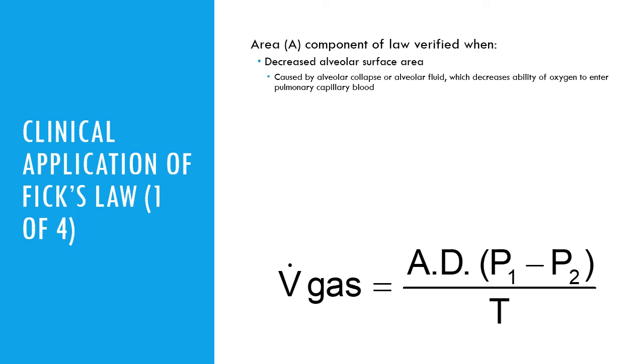Clinically, Fick's law applies to the following general statements. The area A component of the law is verified in that a decreased alveolar surface area, like that caused by alveolar collapse or alveolar fluid, decreases the ability of oxygen to enter the pulmonary capillary blood.